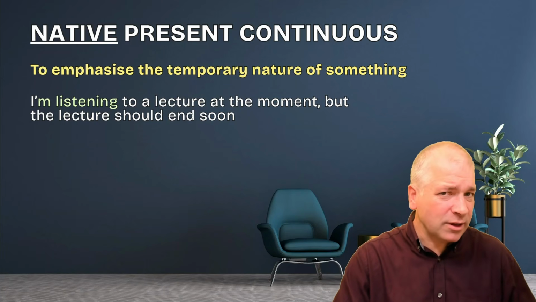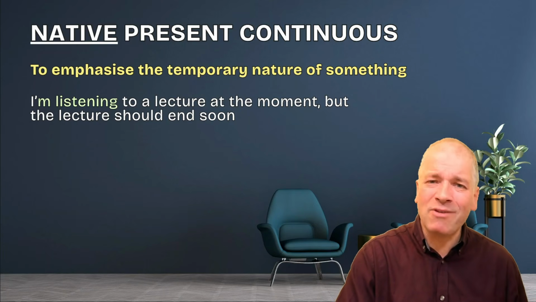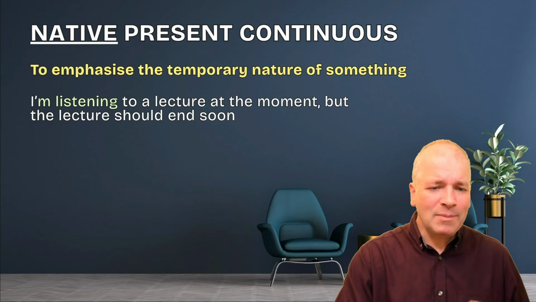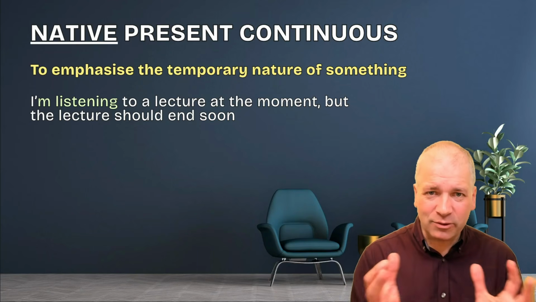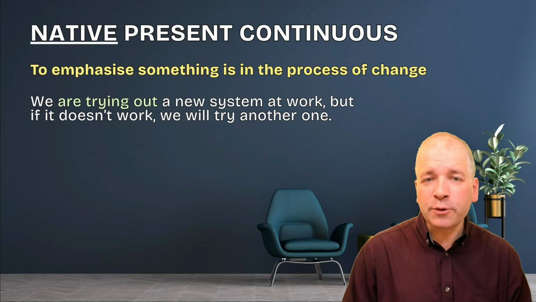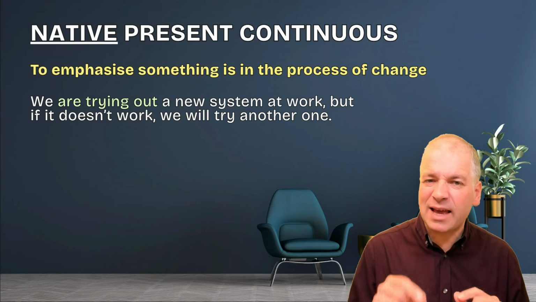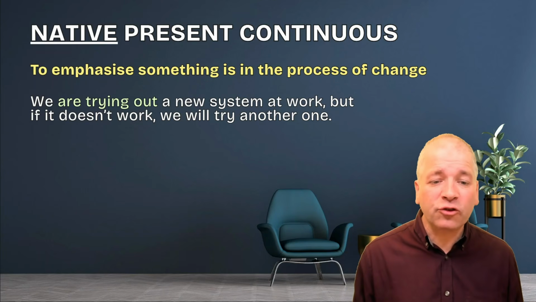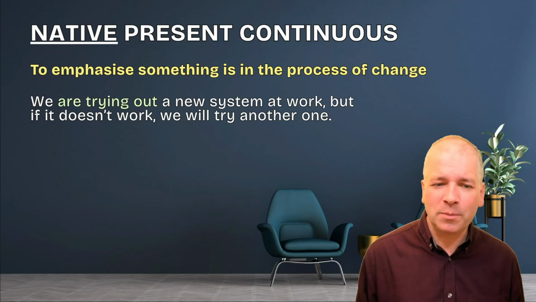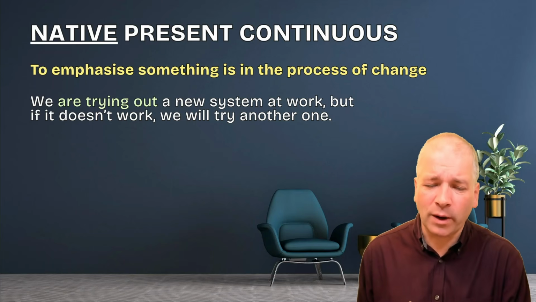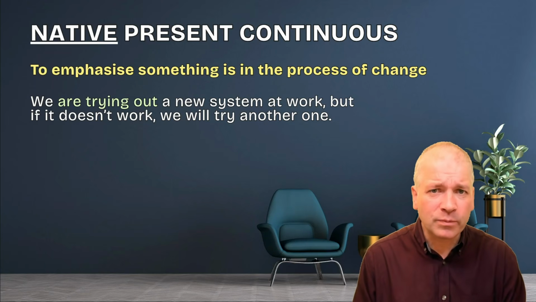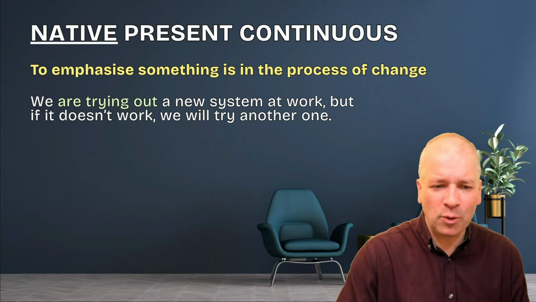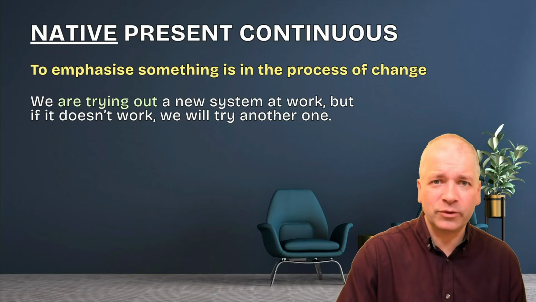We use the present continuous to emphasize the temporary nature of something. "I'm listening to a lecture at the moment, but the lecture should end soon." So it's temporary. This is just something I'm doing now. And we'll use the present continuous to emphasize something is in the process of change. "We are trying out a new system at work, but if it doesn't work, we will try another one." So at the moment, we're making a change to the system. So we use the present continuous to describe it. We are trying this new system out.